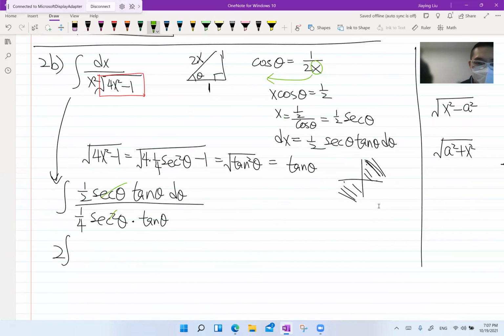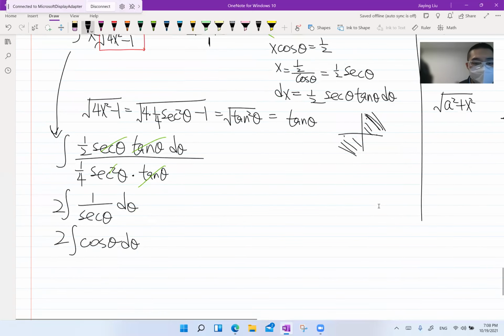So secant cancels, tangent cancels. We still have a secant in the denominator. So 1 over secant theta d theta. Right? How do you integrate this? Well, I don't like secant, and we only have one secant in the denominator. So what I'm going to do is rewrite secant using 1 over cosine. So basically I have 2 times the integral of 1 over 1 over cosine, so that's just cosine theta d theta.